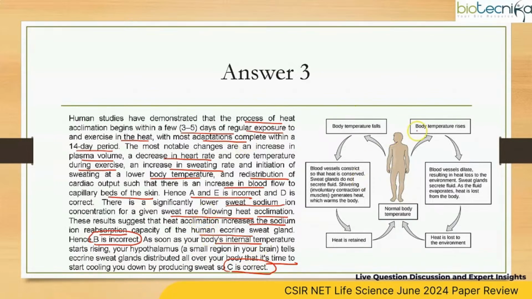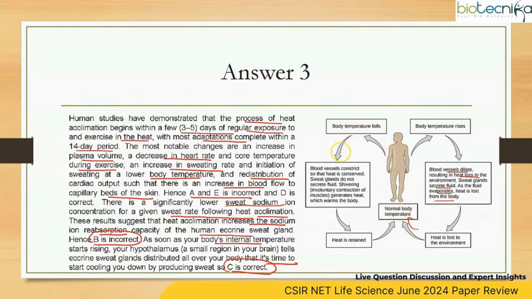Okay. So if you see this flow chart, you can see how the heat is being regulated, the body's acclimatization to the heat. If there is an increase in body temperature, blood vessels will dilate. So there will be heat loss, sweat glands will secrete fluid, evaporation will occur, and then heat will be lost from the body. So the body will return back to the normal temperature.